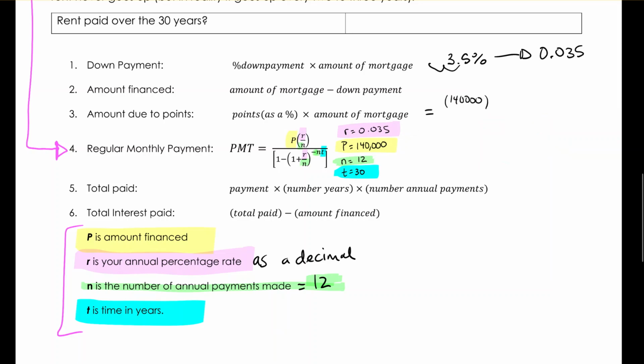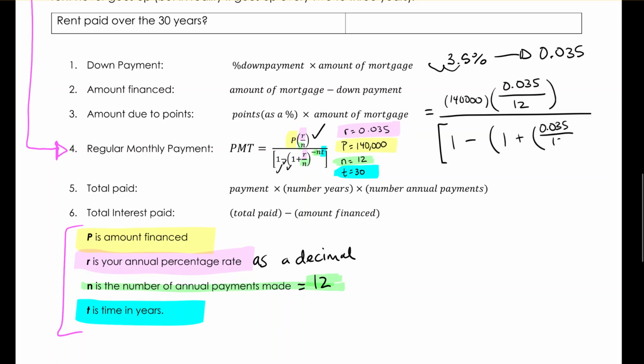140,000, times R, the percent written as a decimal, 0.035, we found it, divided by 12, that's the top, all divided by, okay, parentheses, 1 minus parentheses, I'm just copying exactly what I see written, 1 plus, okay, R is our 0.035 again, divided by 12, close the parentheses, and then all of this is raised to the negative 12 times 30, and then close the final parentheses. And let's just highlight it so we can see where everything's coming from.